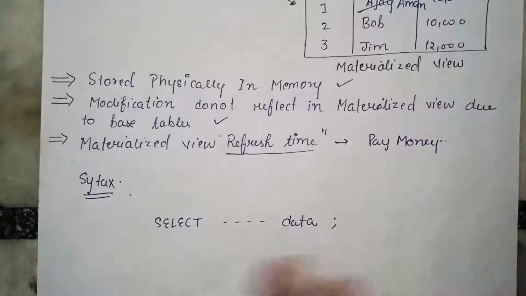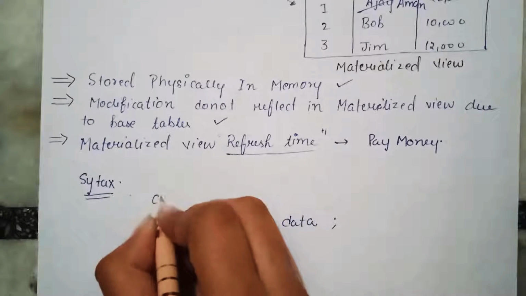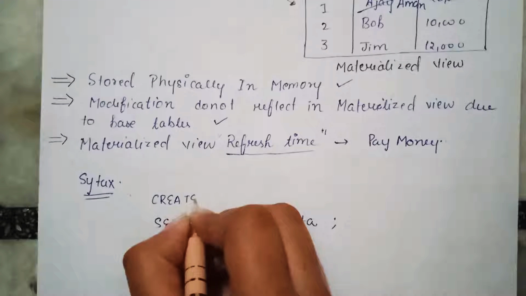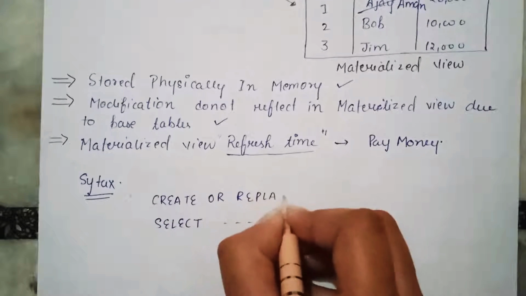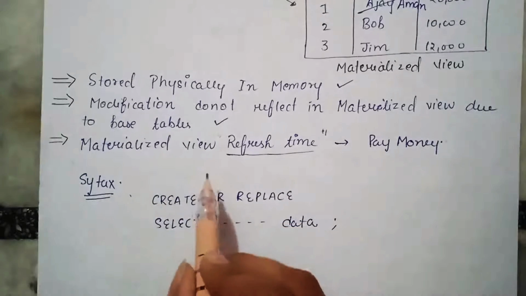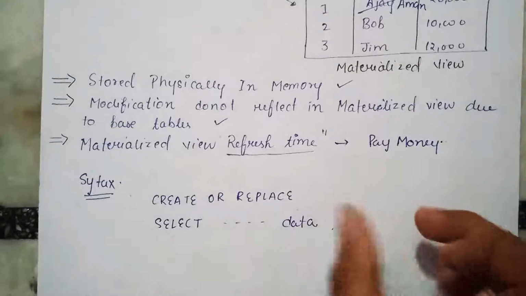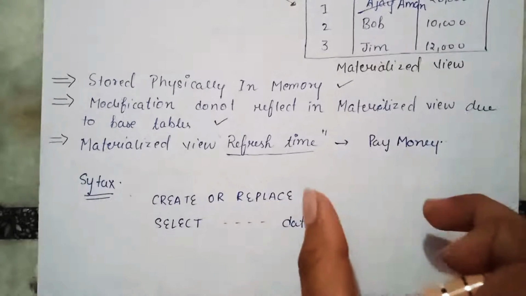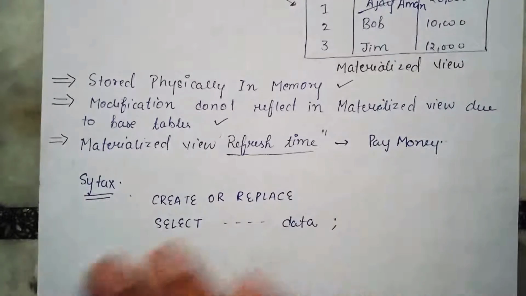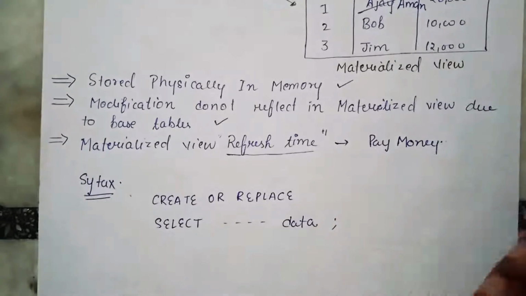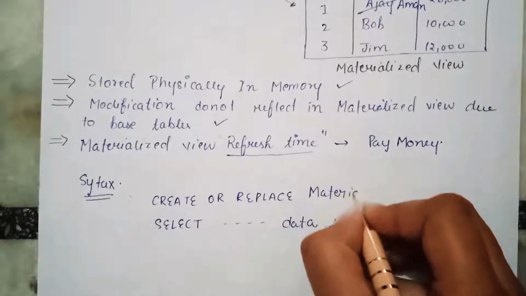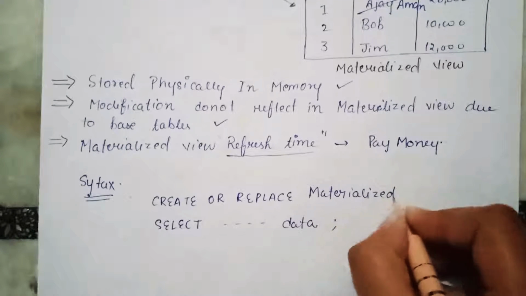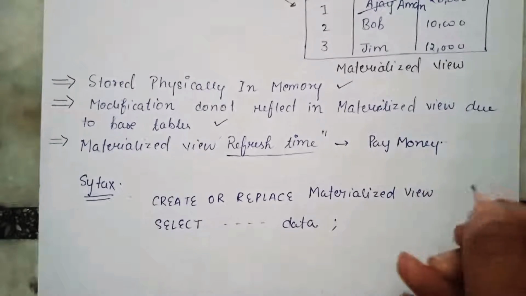After writing this select operation, just write one line over here, that is create or replace. Here it's optional, we can write create and we can also write replace. In case of views or join views, we write the term simple view, but in case of a materialized view, we will write materialized view. Create or replace materialized view.